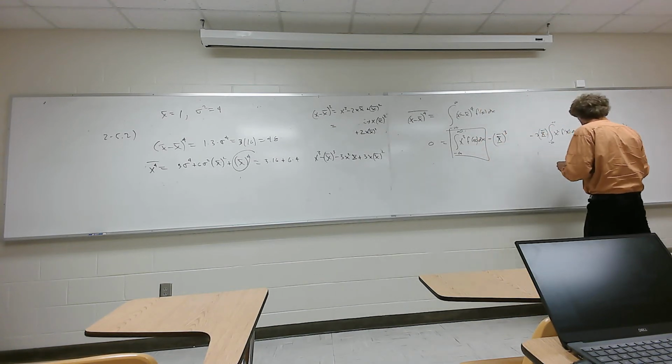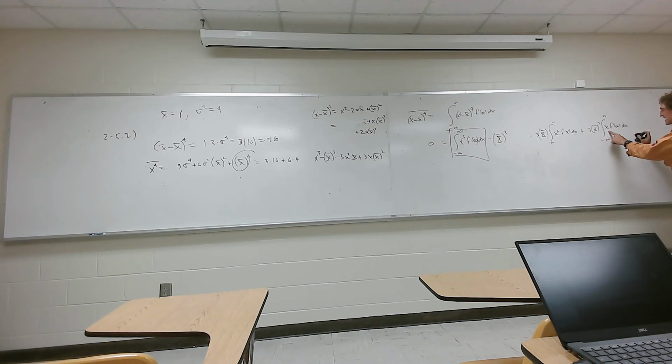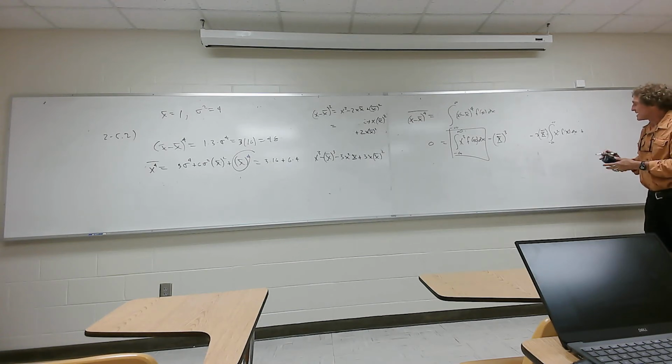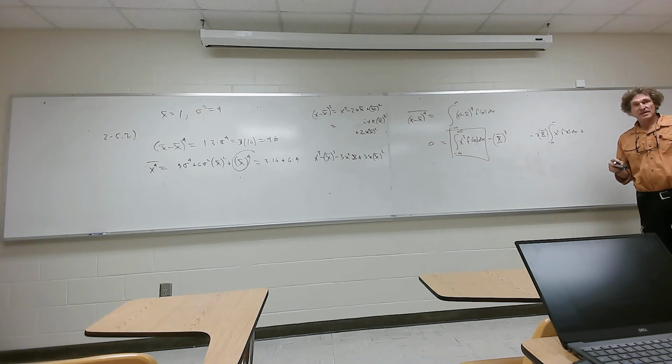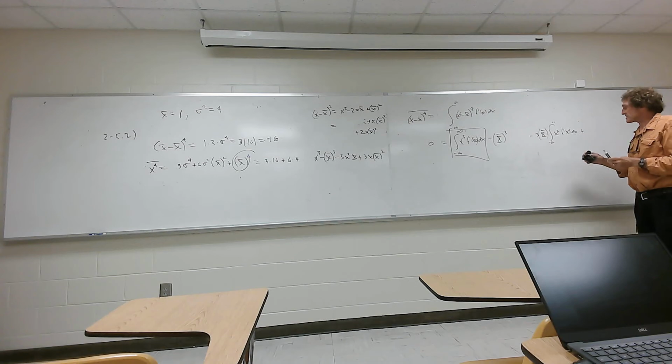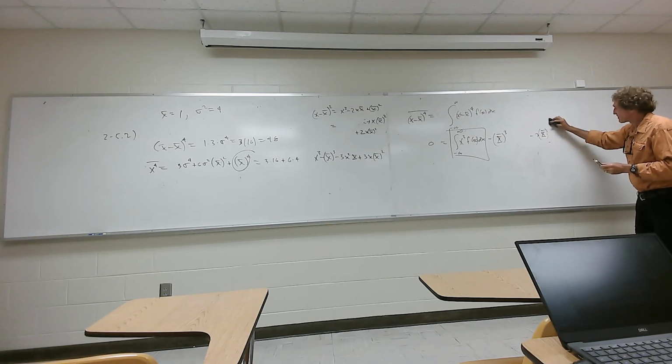Now, what's this? X times f of x. Odd, even, right? Integrate from minus infinity to infinity is 0, right? I mean, you all agree with me there. So that goes away. Now, what's this one? X squared f of x is the second moment, right? And what is that? What can I replace that with? Remember?